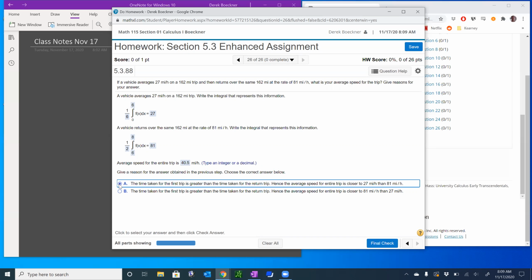But absolute value wise, 13.5 is the distance from 27, and 40.5 is the distance from 81. We'll go with A.